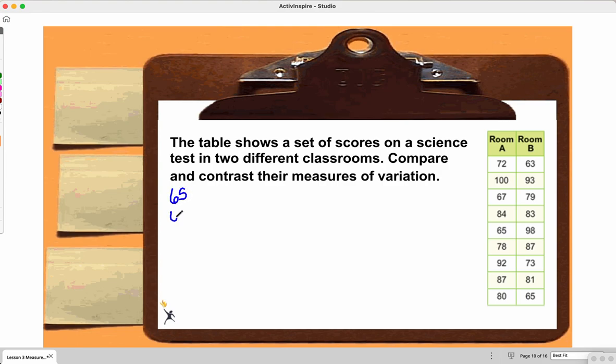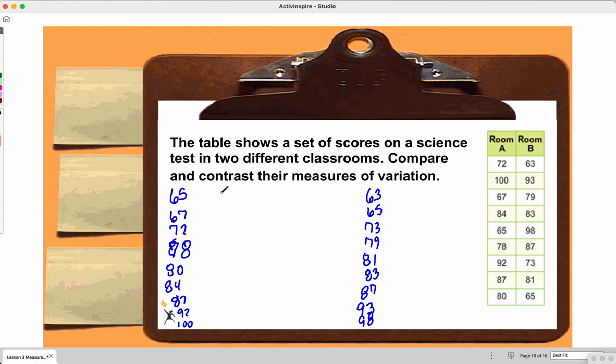It's 65, 67, 72, 78, 80, 84, 87, 92, and 100. Okay, and then set B was 63, 65, 73, 79, 81, 83, 87, 93, and 98. So this gives me my order.